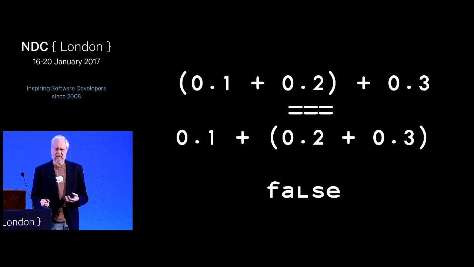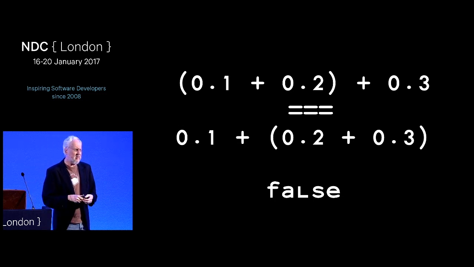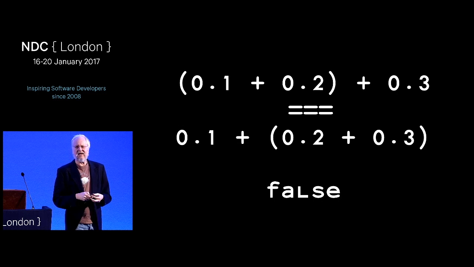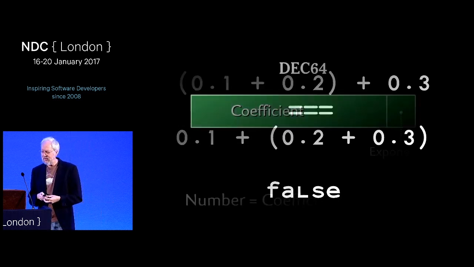And binary floating point was something that made a lot of sense in the 50s, but doesn't make sense anymore, but we can't stop doing it. So I recommend that we stop doing it. And this is how I recommend that we do it.